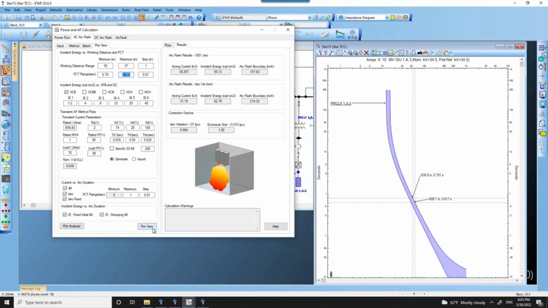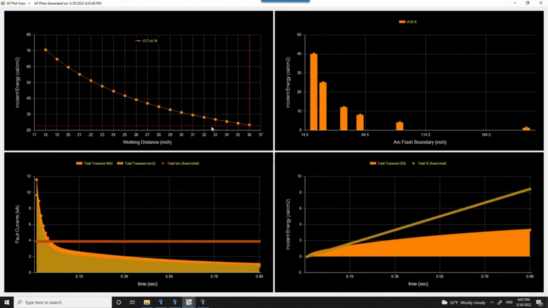And we were able to create a plot view for this, and that would basically give us the whole spectrum of how the incident energy could be mitigated. We can add it to our analysis report or our findings report to the client. So we started at this level at 18 inches, and then this tooltip will provide you that, okay, at approximately 36 inches, I would have an incident energy way less than 40 calories per centimeter square.